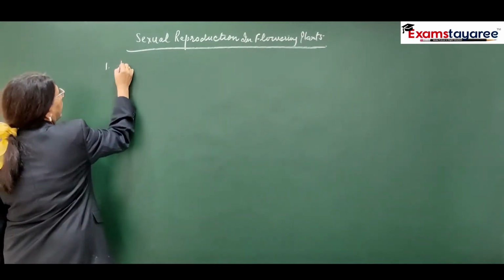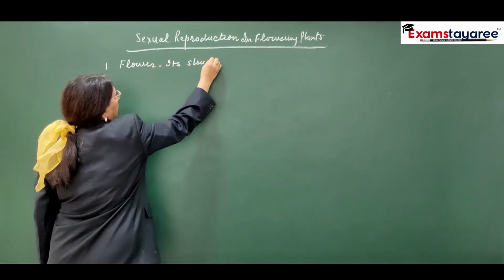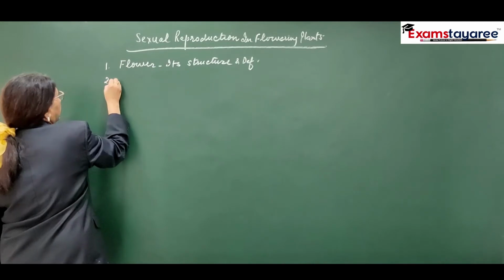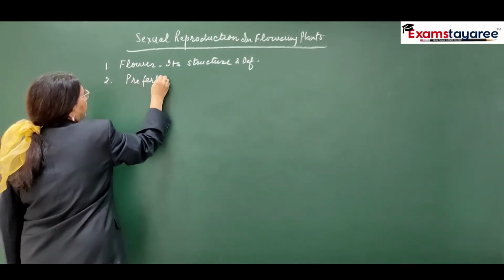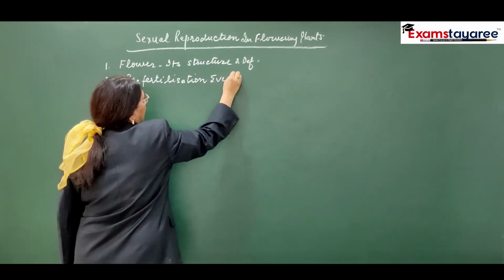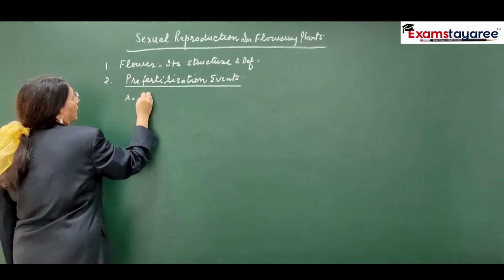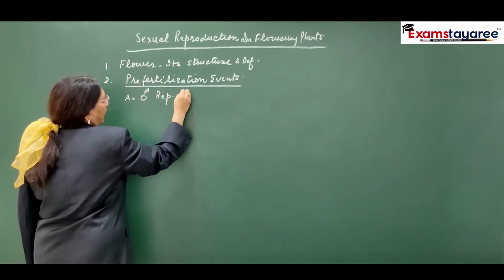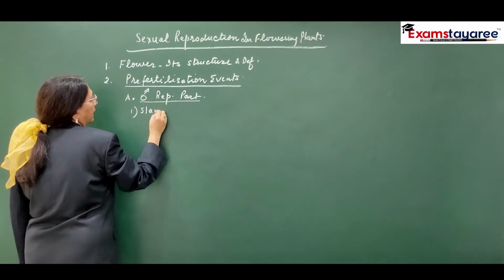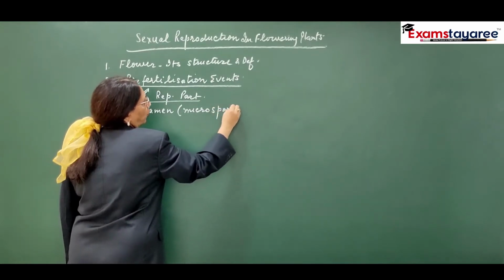So first would be flower, its structure and definition. Second, pre-fertilization events, under which we will study: one, male reproductive part, which consists of stamen, also known as microsporophyll.